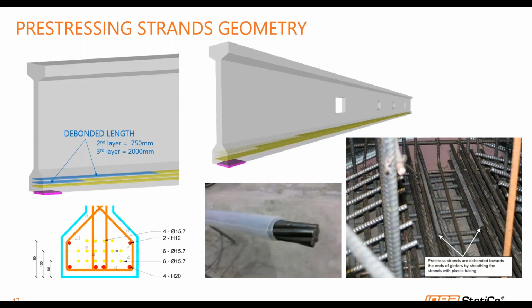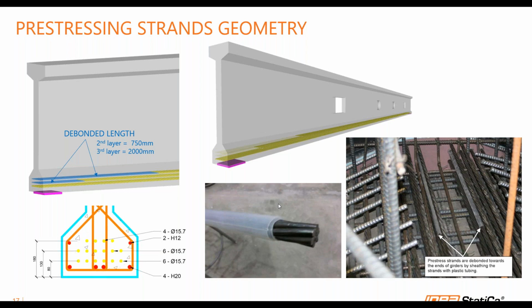For prestressing strands, in general, one or more layers of the tendons or the strands have what you call a debonded length. The reason for the debonded length is because prestressing causes high stresses at beam ends. This can be mitigated with some common design approaches, such as providing some debonded length or some sleeves or plastic sheets, the one that you can see from the image right here.